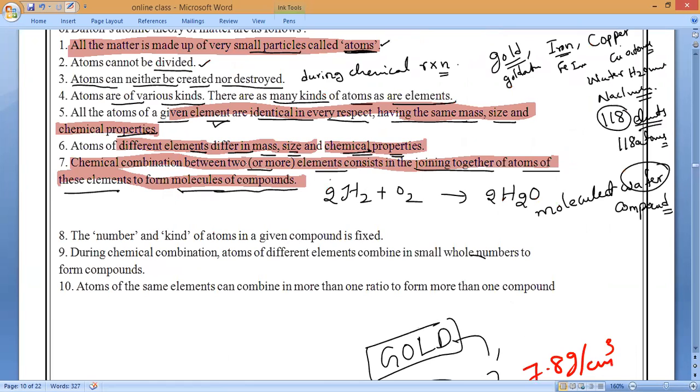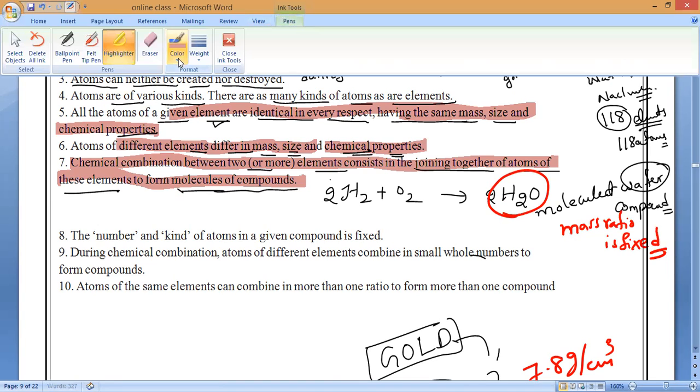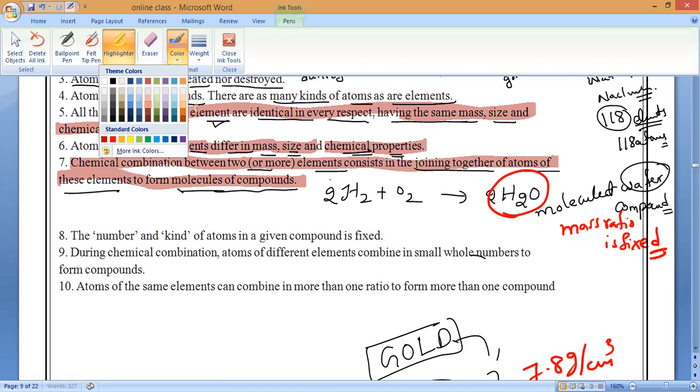That was proposed by Mr. John Dalton. You can also write an example: hydrogen atoms and oxygen atoms chemically combine and form a molecule of water. As we know, water is a compound. Now, in water, as in any compound, the mass ratio always remains constant. What is that law called? The law of constant proportion, or we can say fixed proportion.